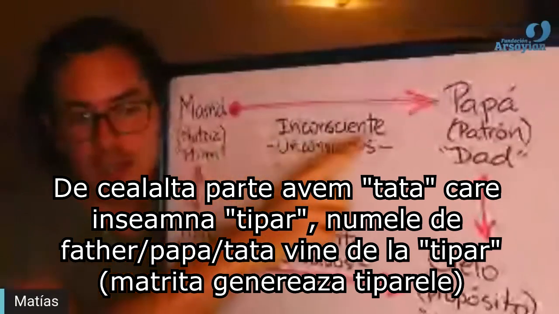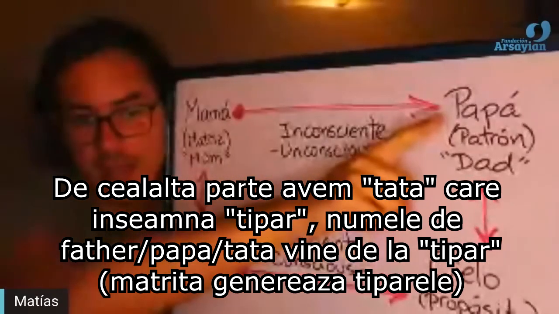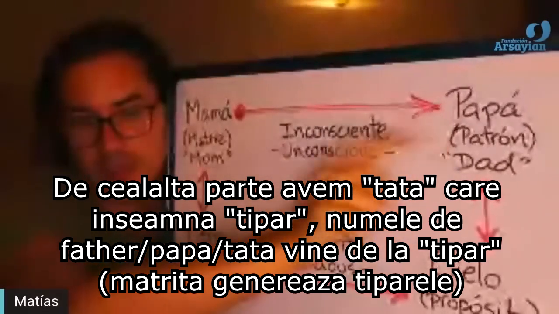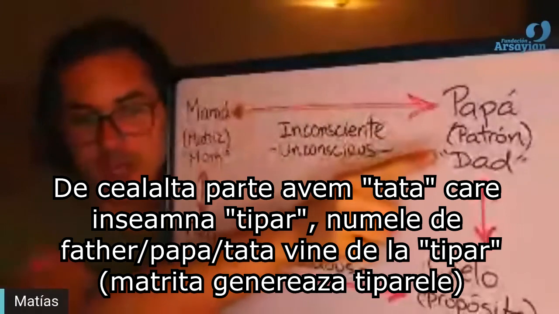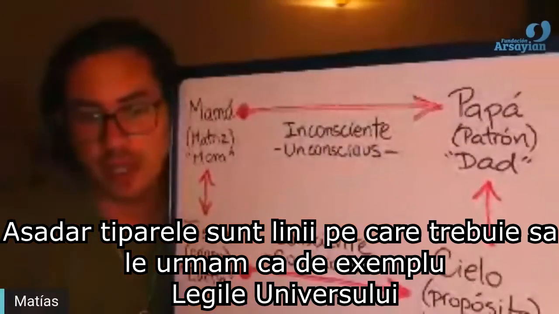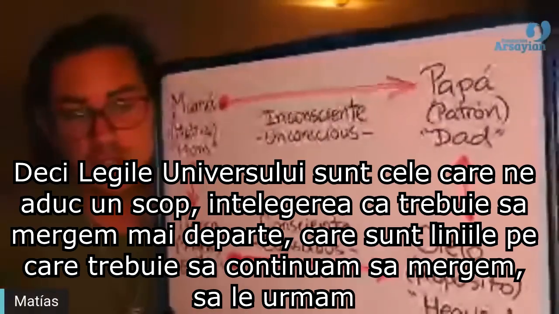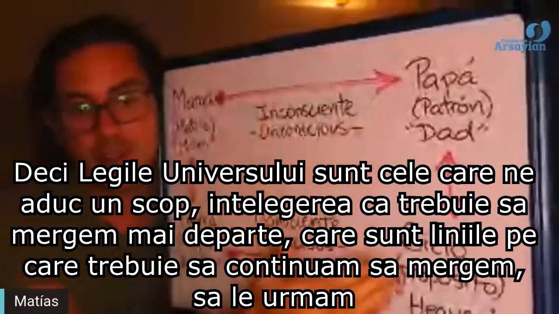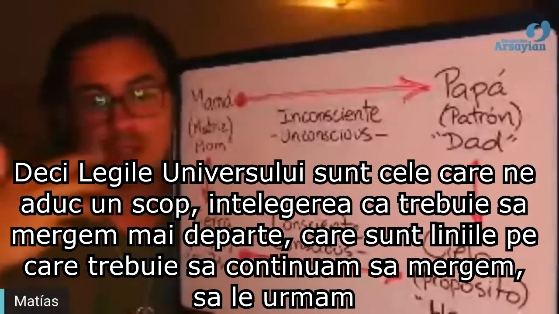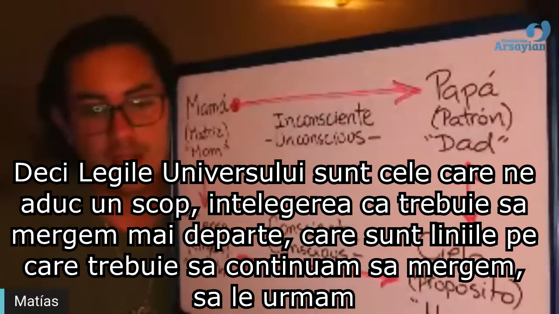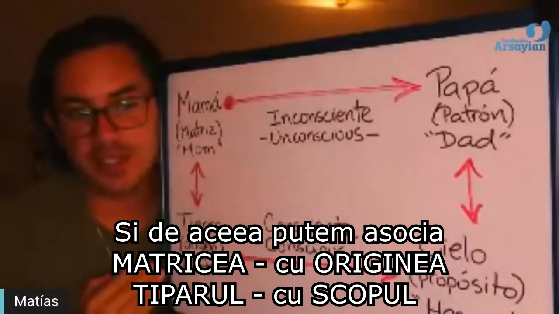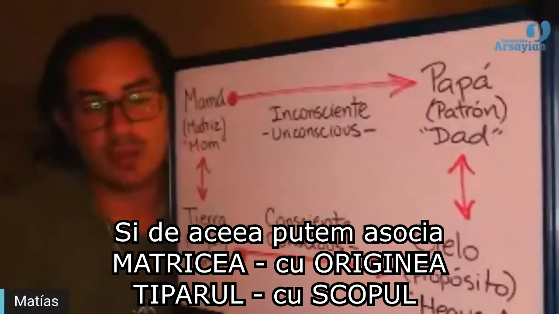And on the other side, we have dad, which is pattern. The name dad, papa, comes from father, comes from pattern. So the pattern is the lines that we have to follow, like the laws of the universe. The laws of the universe are the ones that bring us to a purpose, to understand that we have to move forward, or what are the lines that we have to keep moving. So this is why we can read the matrix as the origin and the pattern as the purpose.